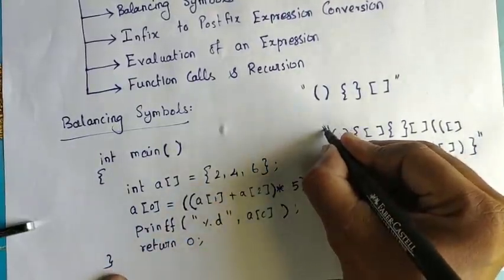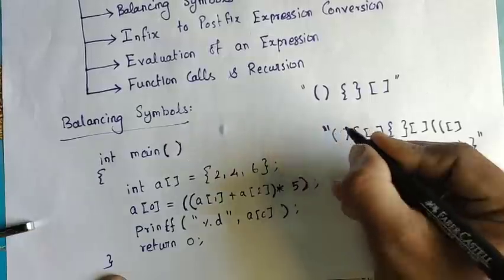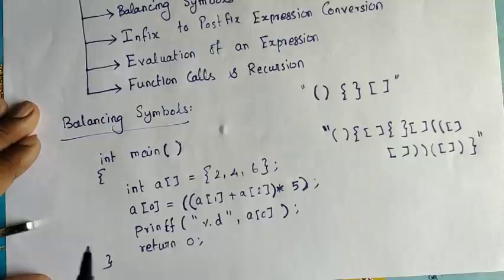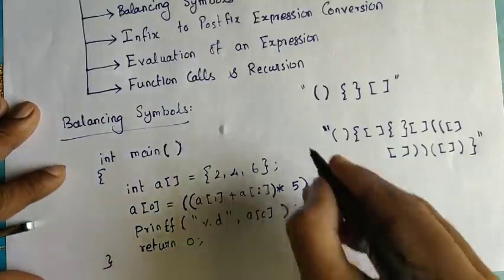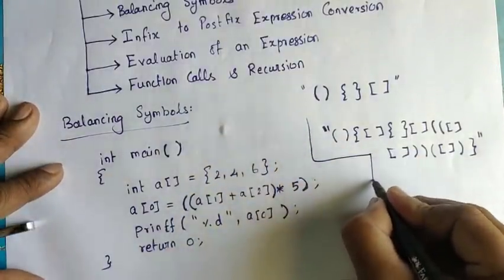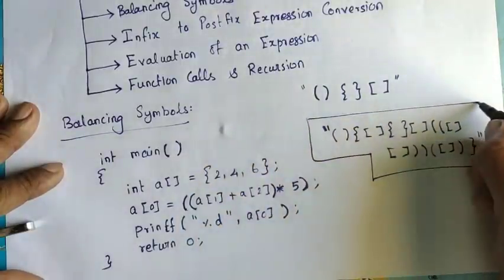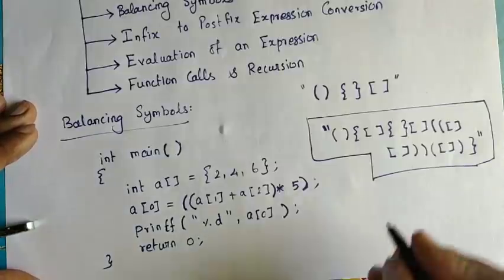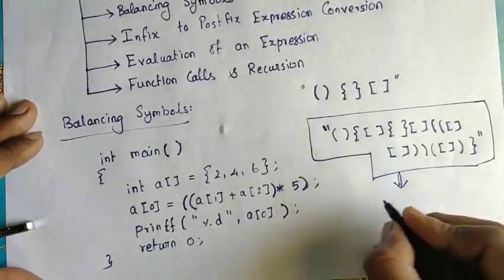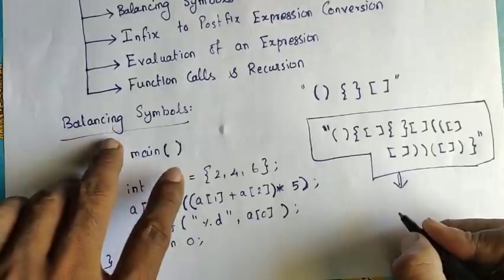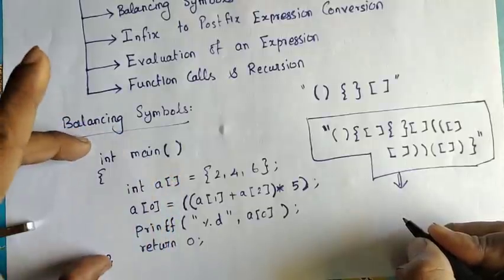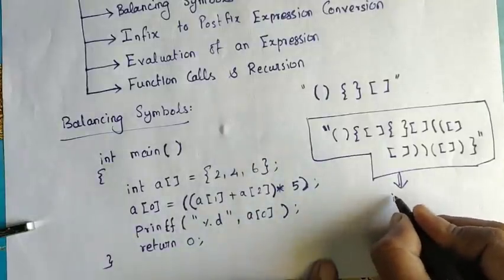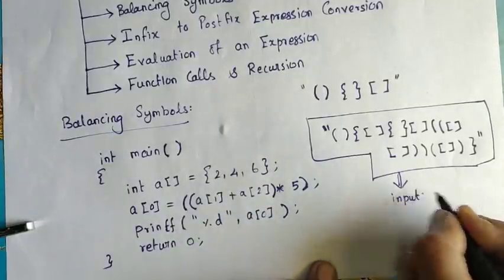So the compiler first gets all the parentheses alone from the program by ignoring all other characters. This will be sent as an input for the algorithm needed for balancing the symbols. First it will do this task. So this is the input for that algorithm. That algorithm is going to check whether the brackets in that program are balanced or not.